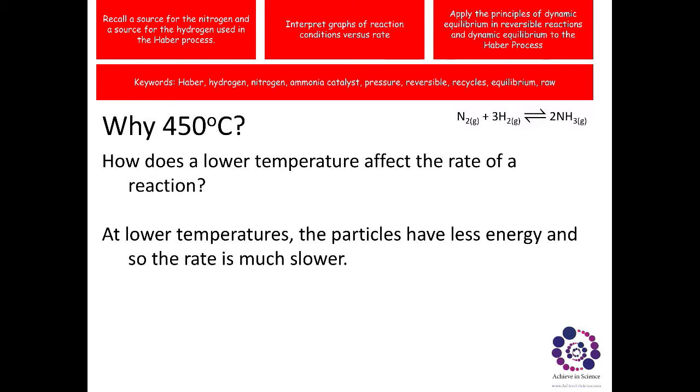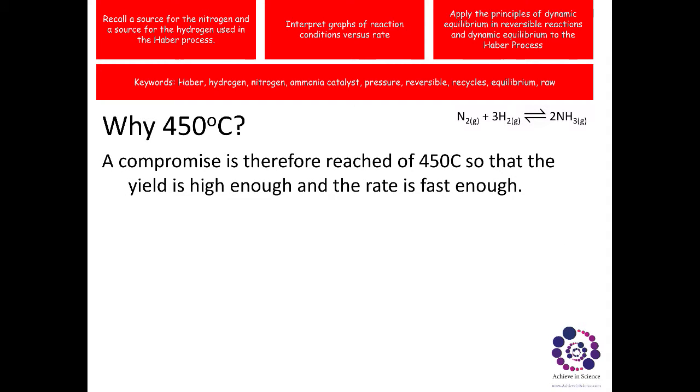So temperature is vitally important. Too high a temperature, and actually the ammonia that is formed breaks down, but too low a temperature means that the reaction doesn't take place quick enough for us. The rate of reaction is much too slow. Therefore, the solution is that we have a compromise, and that compromise is 450 degrees Celsius. Where the yield is high enough and the rate of reaction is fast enough.